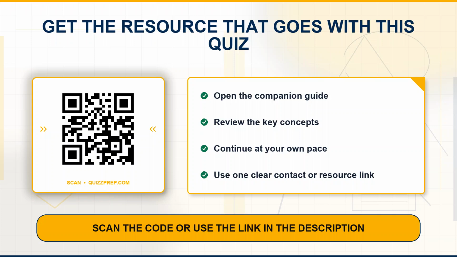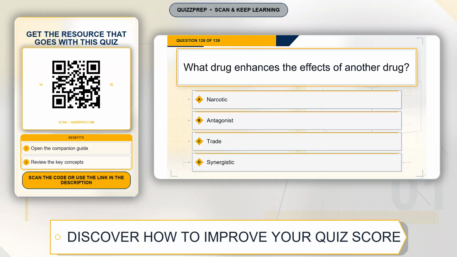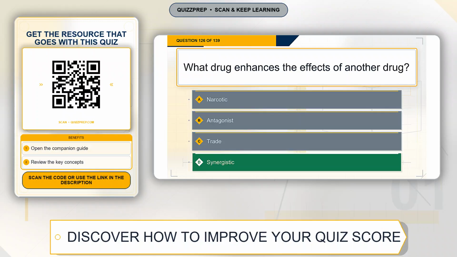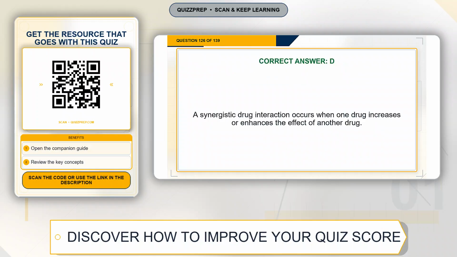Question 126. What drug enhances the effects of another drug? Option A, narcotic. Option B, antagonist. Option C, trade. Option D, synergistic. The correct answer is option D, synergistic. Explanation. A synergistic drug interaction occurs when one drug increases or enhances the effect of another drug.